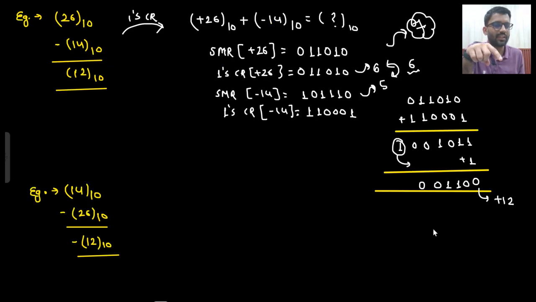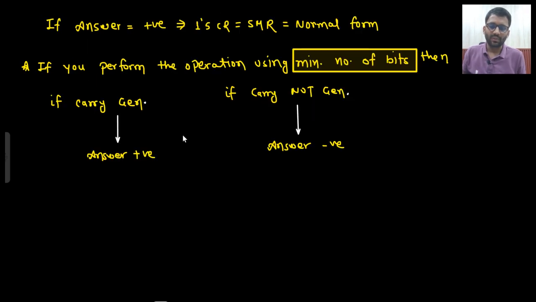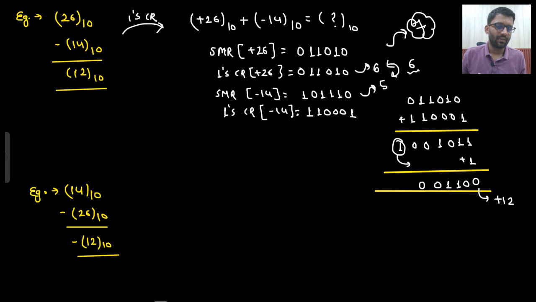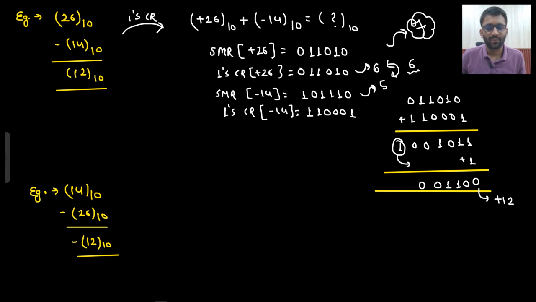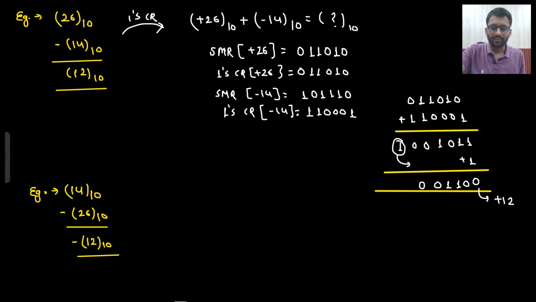We will see those examples when we represent the numbers in more bits, and this concept will not work there. So this concept will work only if you are using the minimum number of bits. Then if carry is generated, your answer will be positive. If carry is not generated, then the answer will be negative, and you will be able to remember that. On a top level, I hope you understand what you need to remember and how to perform the addition. So try doing it on your own.